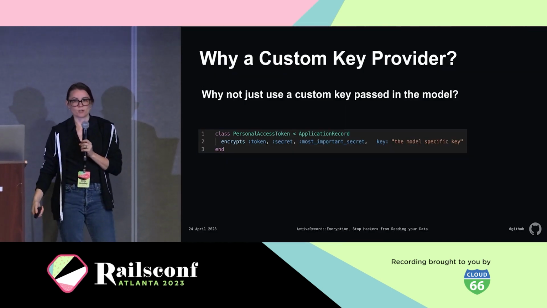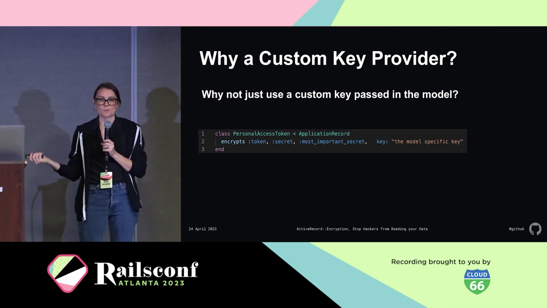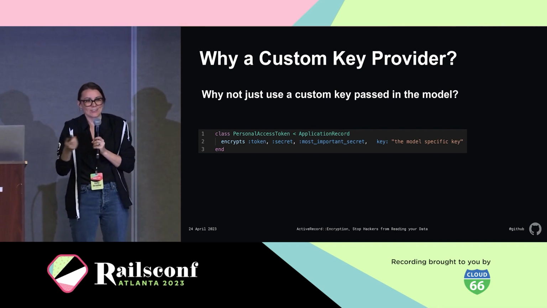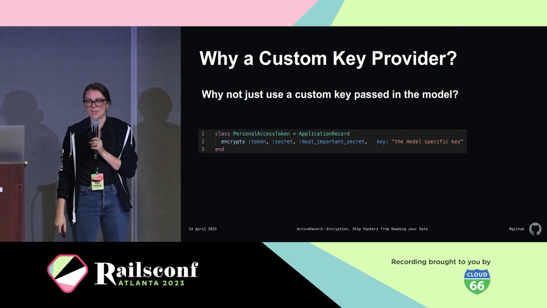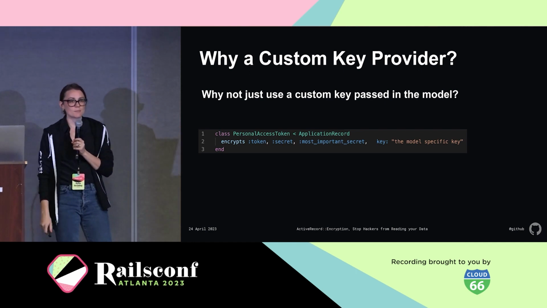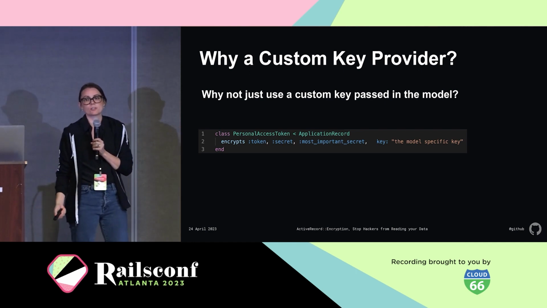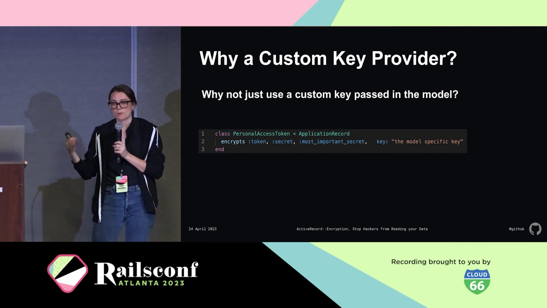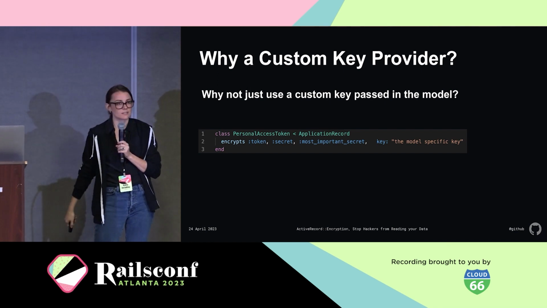Why other than hubris, just unchecked pride, would we do all this and attempt to rewrite all of these parts of ActiveRecord encryption? Why not just use a custom key passed into the model, right? Surely we could just inject that key that I mentioned before we have stored in Vault into the custom key here.